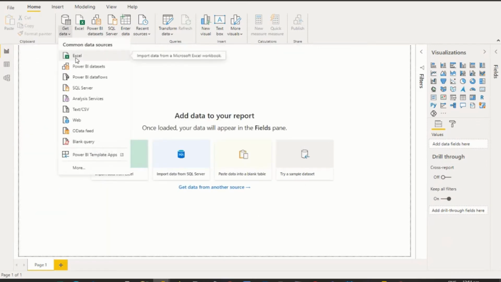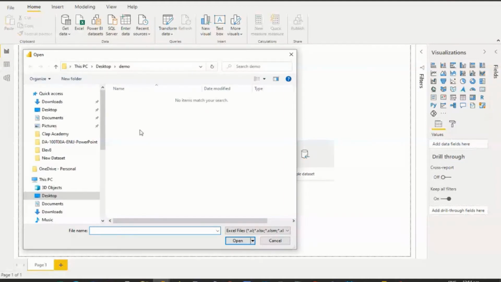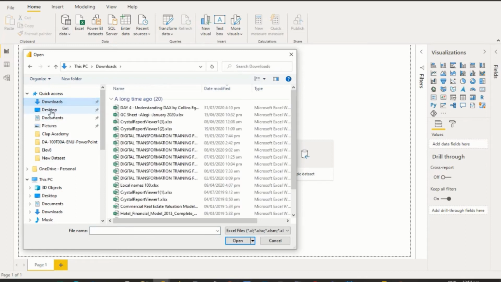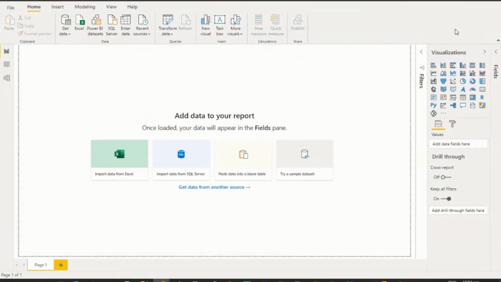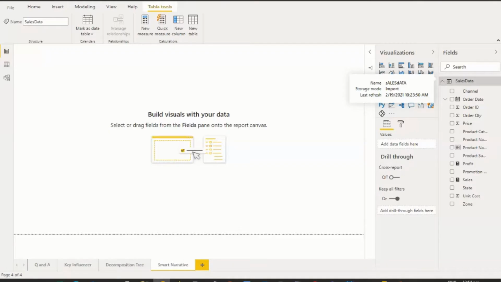Get data. I want data from Excel. Once I select Excel, it will ask me where that data file is. I dumped it on my desktop. Okay, I can see a lot of Excel files there. So I'm working with electronic store. That's the name of the file. All I need to do is to call up that file. Once I call it up, it loads right into my Power BI. Now I have this in my Power BI and I want to do a quick analytic work. But before I do that, let me even confirm what the man said.